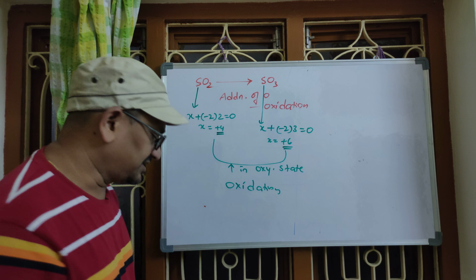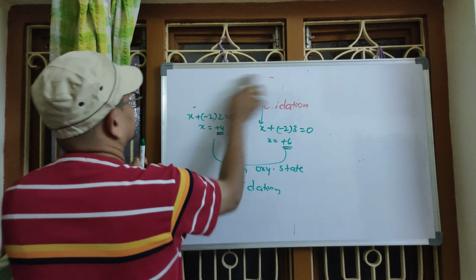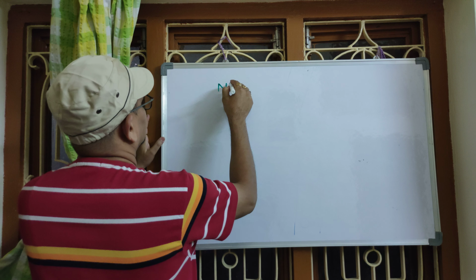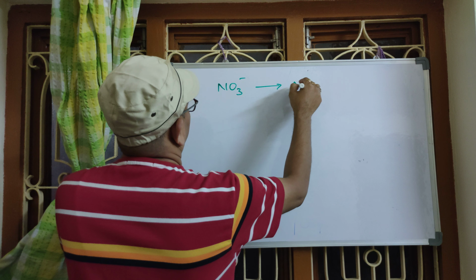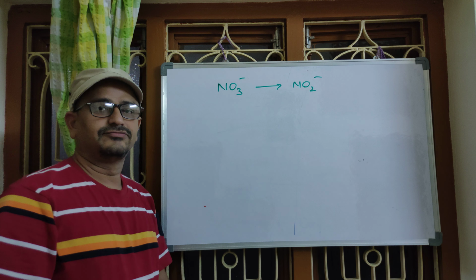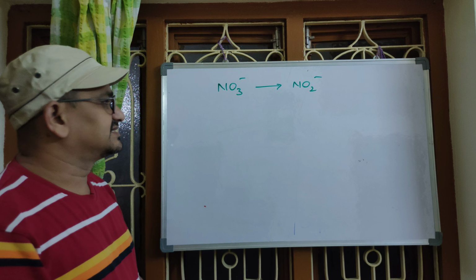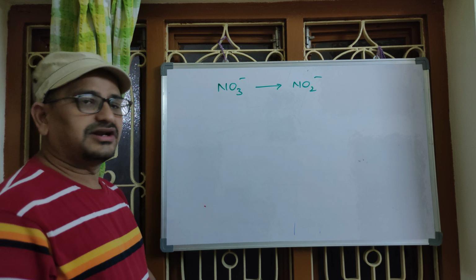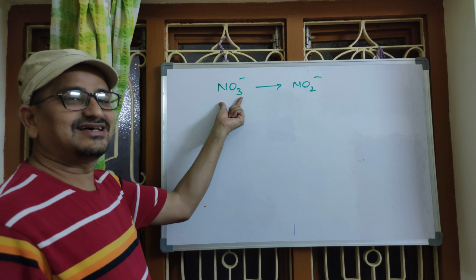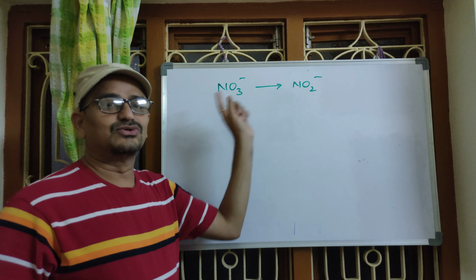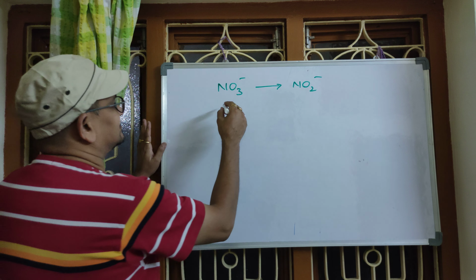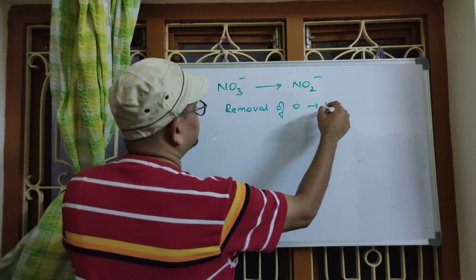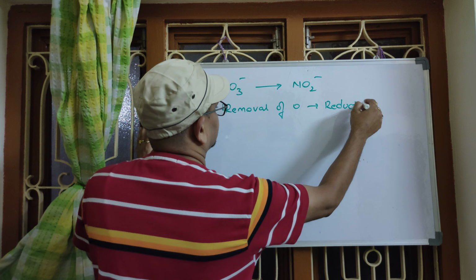Okay, we'll do one more example, right? NO3 minus, nitrate converted to nitrite. Right? Is it oxidation or reduction? Let us predict. Here how many oxygens are there? 3. Here 2 are there. So one oxygen is removed. So removal of oxygen. Removal of oxygen stands for what? Removal of oxygen stands for reduction.